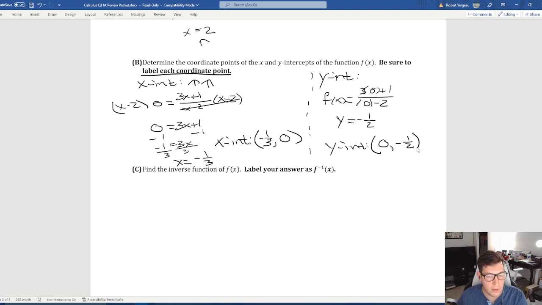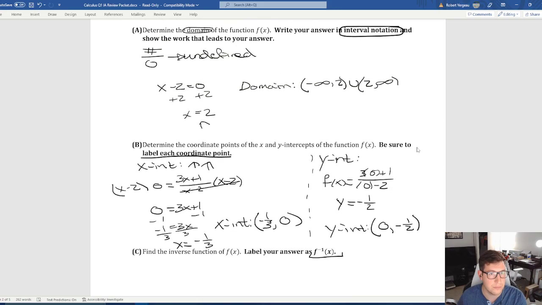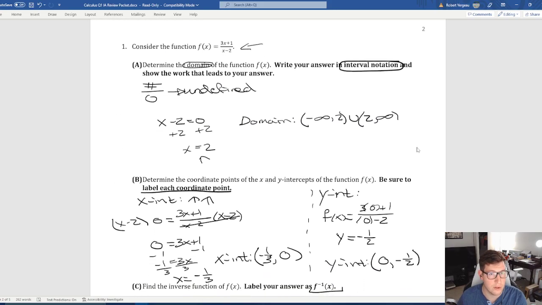So now we're looking to find the inverse function of x, and we need to make sure that we're labeling this as f inverse of x. If we have an answer that says y equals something, it doesn't matter how correct of an inverse that's going to be. If we haven't labeled it as f inverse of x, we're not getting that point. So let's take a look at this original function.